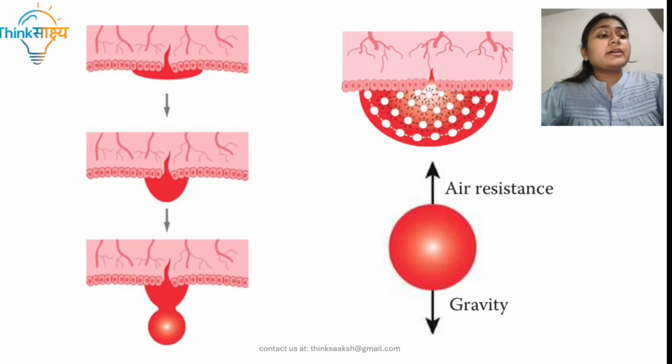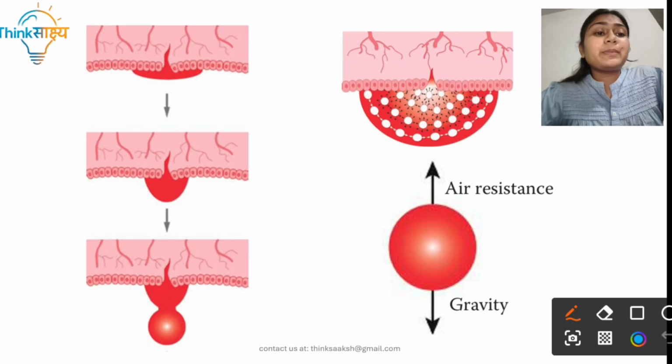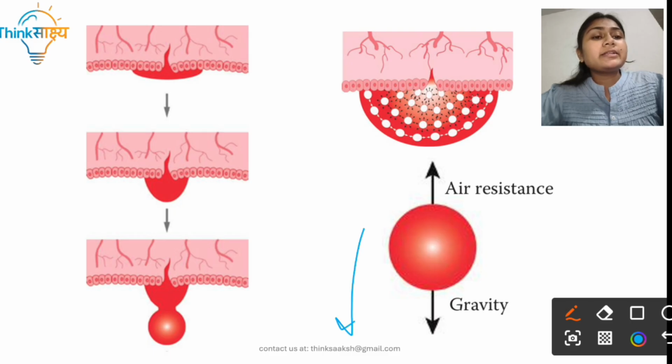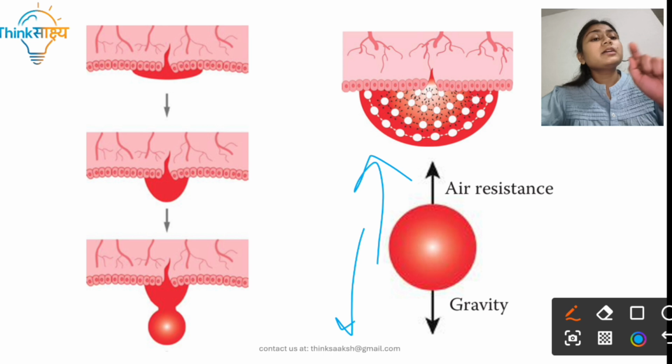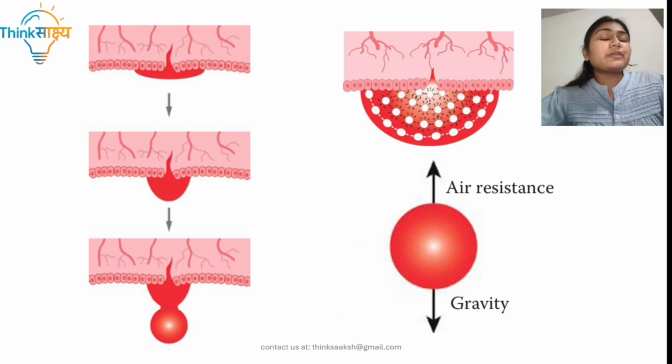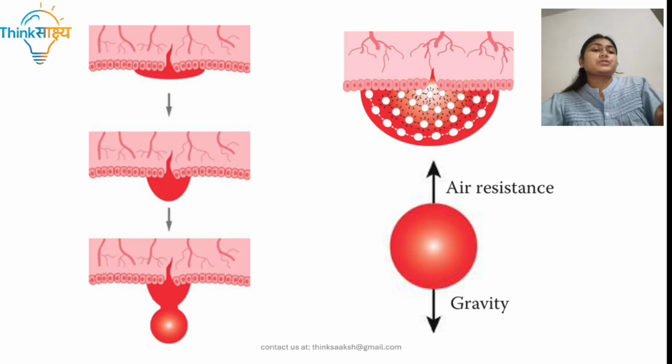And the other two forces that are applied on a blood droplet are air resistance and gravity. Gravity is applied downwards and air resistance is applied upwards. This creates a spherical shape of a blood droplet, and when it falls on any surface, it is round in shape. So this is how blood droplets are formed on any surface, and like this blood stains are formed.